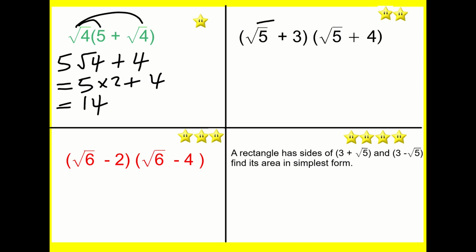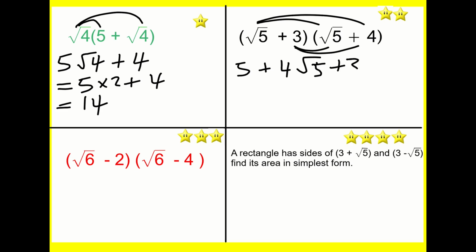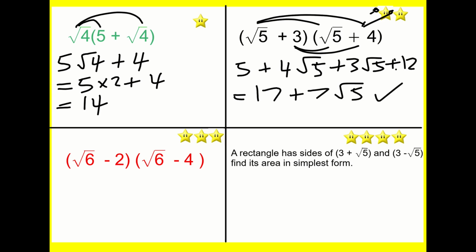Second question, I'm going to get 5 as my first term, root 5 times root 5. Then I'm going to get plus 4 root 5. Then I'm going to come onto the bottom claw and do plus 3 root 5 plus 12. I've got my crab. And that should have been a plus there. I can combine the 12 and the 5 to 17. I can do 4 root 5 plus 3 root 5, and that gives me 7 root 5. And I'm done. That is as simplified as it gets.